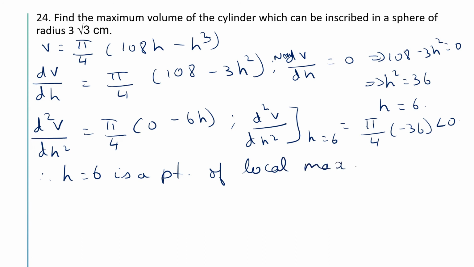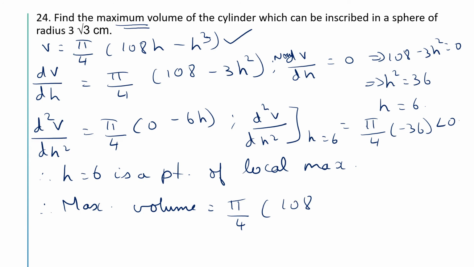Now we are asked to find the maximum volume. Therefore, maximum volume is equal to, so from here we can find maximum volume. It is pi by 4 into 108 into 6 minus 6 cube. So when we simplify, we get 108 pi centimeter cube.